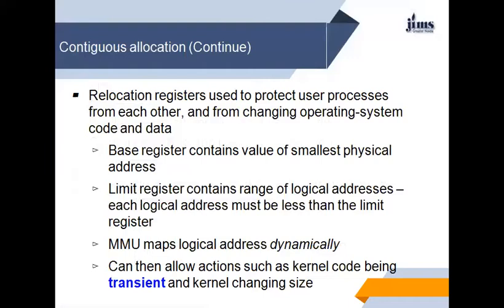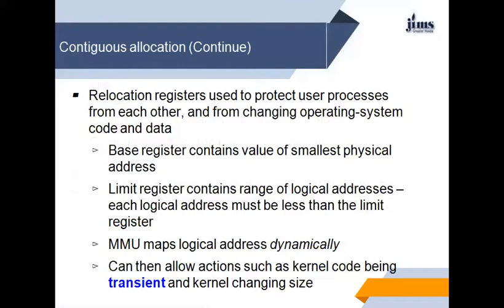As we have seen earlier when we discussed the limit register and the base register, the base register contains the value of the smallest physical address. The CPU generates the logical address, and when we add the logical address to this base register, we get the physical address. The limit register contains the range of logical addresses. Each logical address must be less than the limit register.